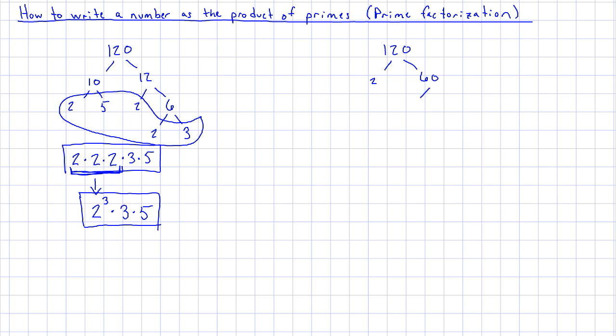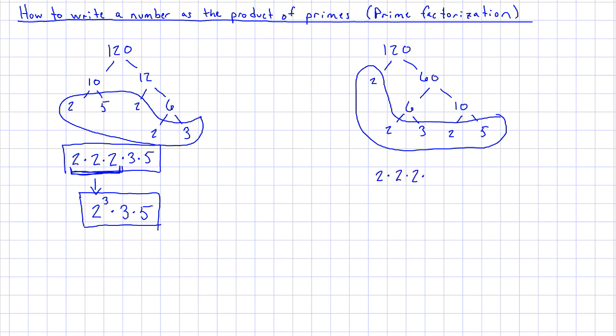The 60, I'm going to say, well, I have a 6 and I have a 10. And then the 6 is 2 times 3. Those are both prime numbers. I can't make that any smaller. And the 10 is 2 times 5. Again, I'm going to look at the ends, the leaves of my tree, right? I'm looking at those terminal spots of my tree, and I'll write them again. So I still have 2 times 2 times 2 times 3 times 5. So no matter how you go about it, you will always get a unique answer for any individual number.